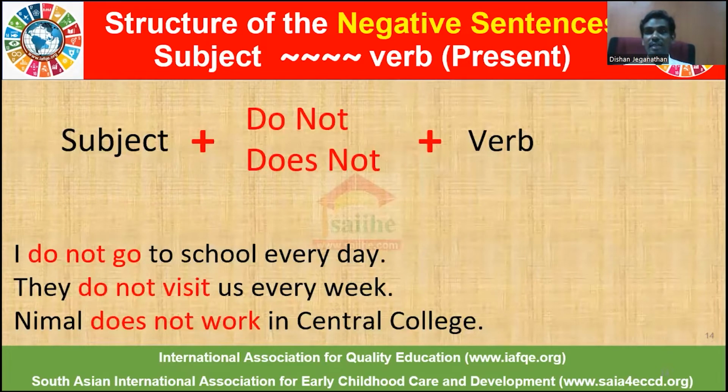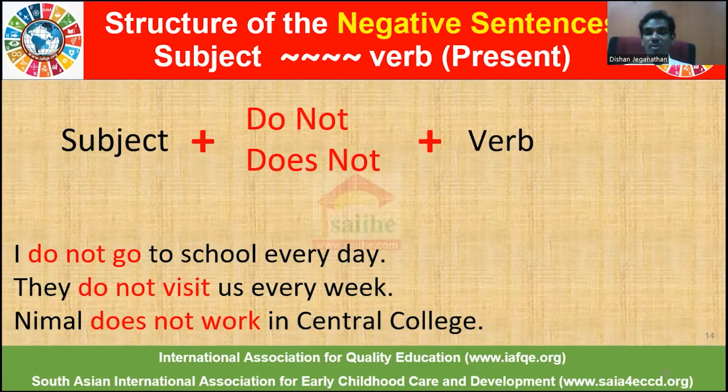The structure of the negative sentences is subject plus do not or does not plus the verb. The difference between the positive and negative structure, you add do not or does not in between the subject and the verb. The do not can be contracted as don't, and does not could be contracted as doesn't, which is the short form. So let's look at an example to get a clear idea.